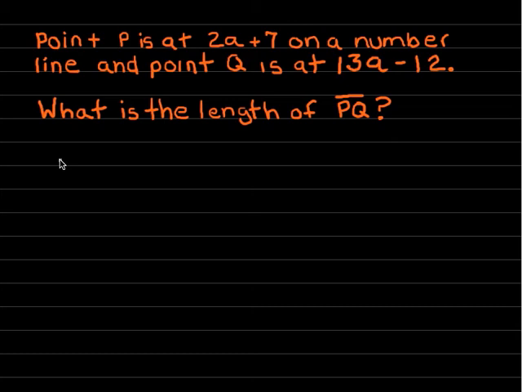In this video, we'll look at applying the definition of segment length to points designated by combinations of variables and numbers. For example, in this case, point A, instead of being a number like -341, is a binomial, 2a plus 7. It's a combination of variables and numbers. Point Q is 13a minus 12. Again, it's a binomial, a combination of variables and numbers. Let's see how we apply the definition of segment length here.